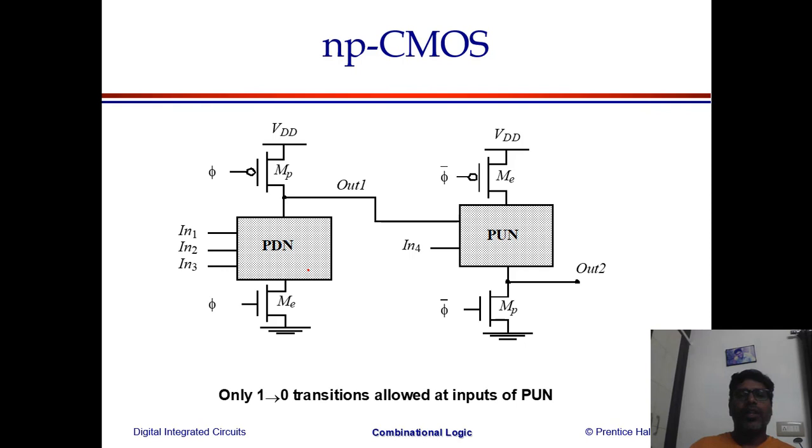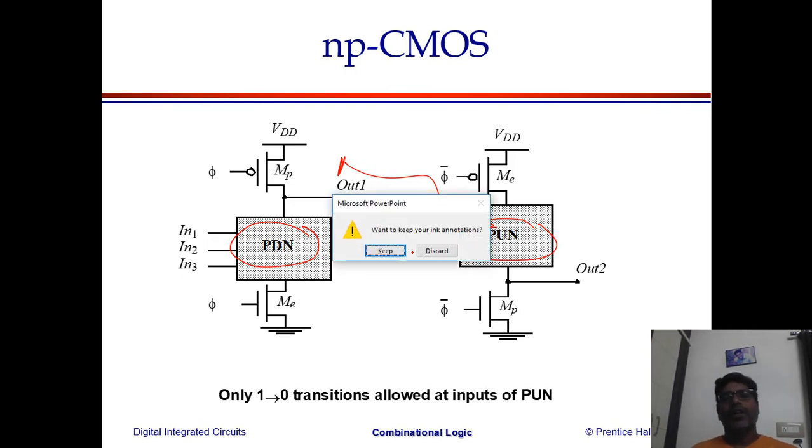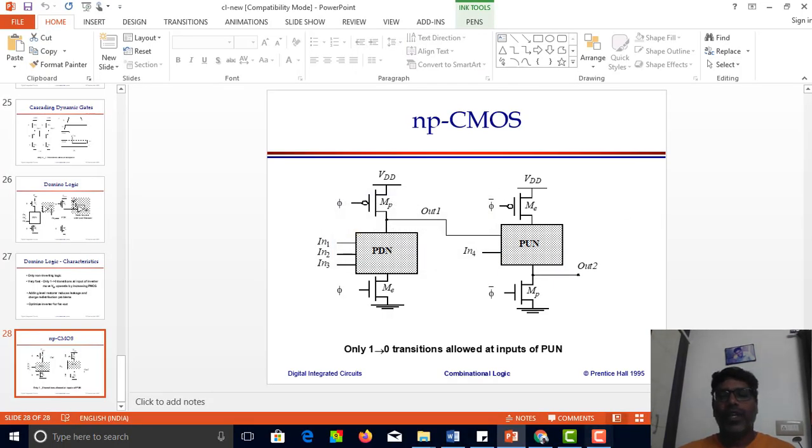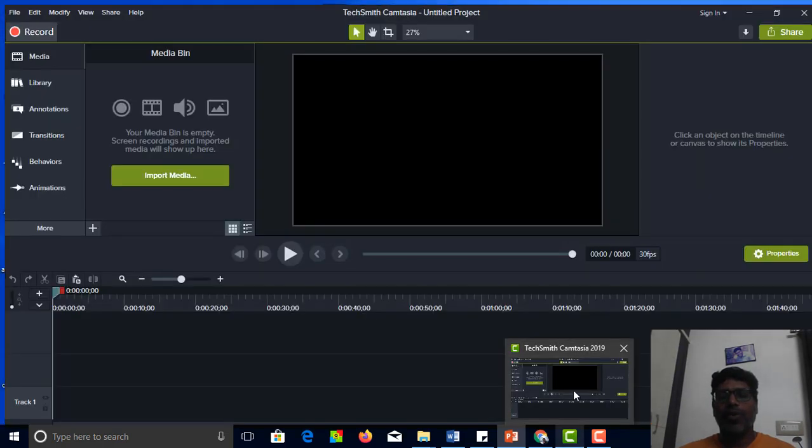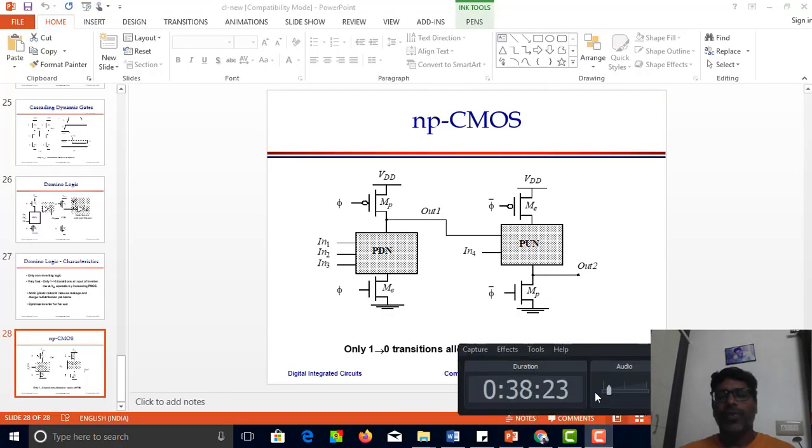One more, you can also think about having this NP combination. If you make this a pull down network, the next stage you make a pull up network. Naturally, even if this output is 1, that will not trigger the second stage, which is in PMOS. Thereby you can avoid the problem of cascading. So to avoid the cascading problem, you can go with NP CMOS, or you can go with domino logic. So we have seen different types of logic styles, their pros and cons. I hope this would help you.